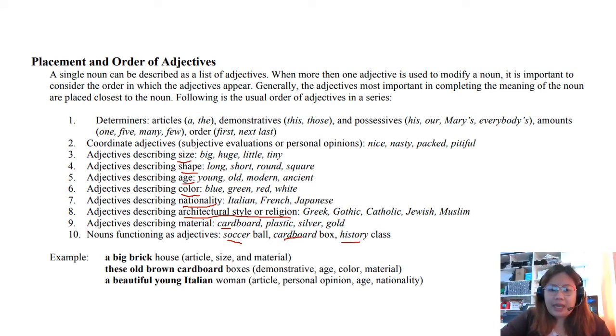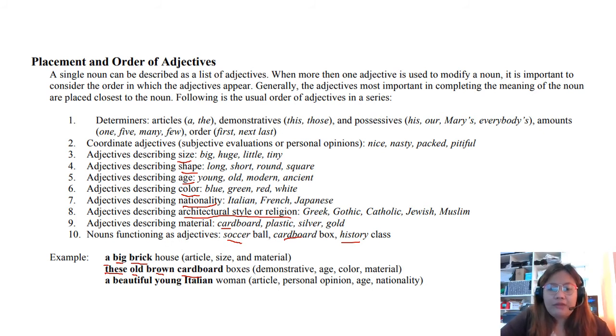A big brick house. So you can see we have an article, which is a determiner, followed by the size, followed by a noun functioning as an adjective. And then we have these old brown cardboard boxes. So we have these, which are actually determiners. Old is age, brown is color, cardboard is a noun functioning as an adjective.